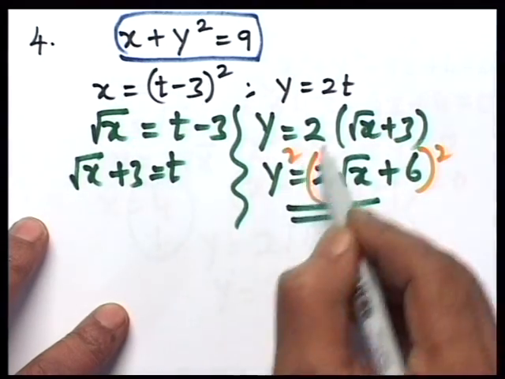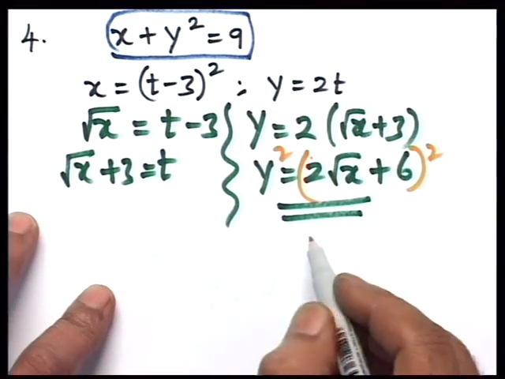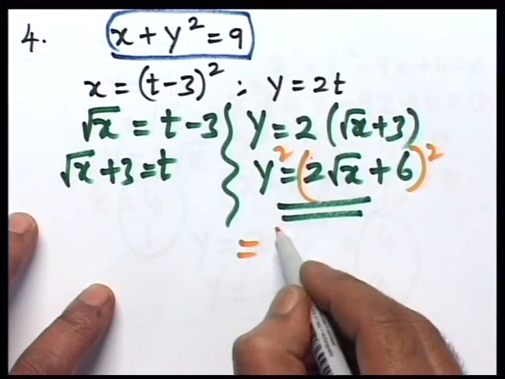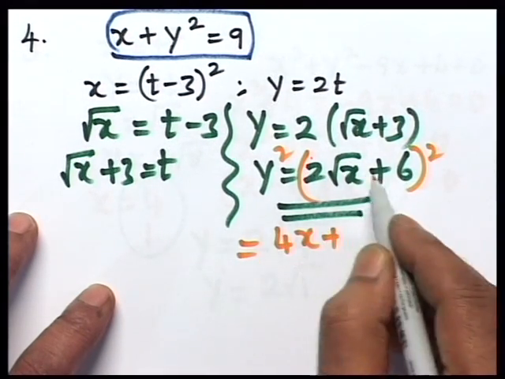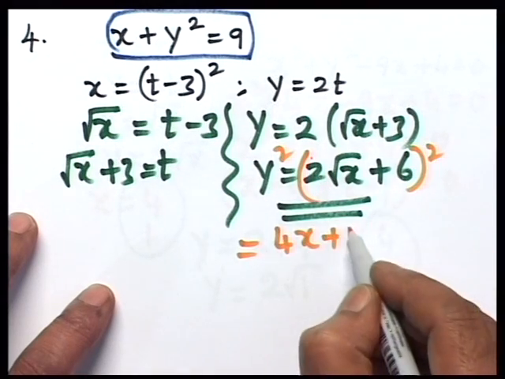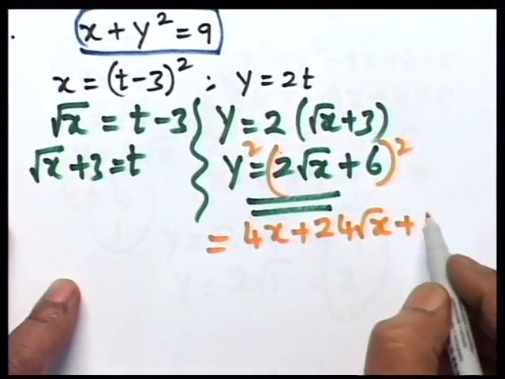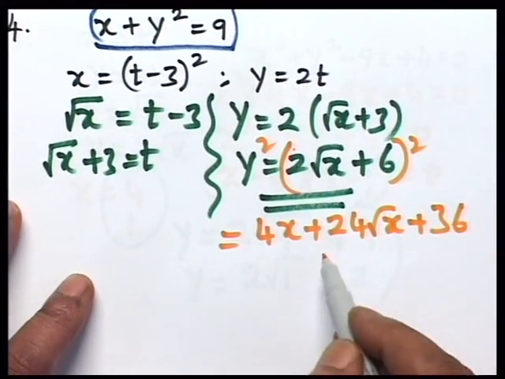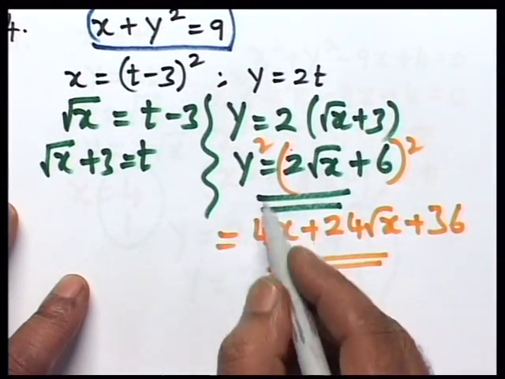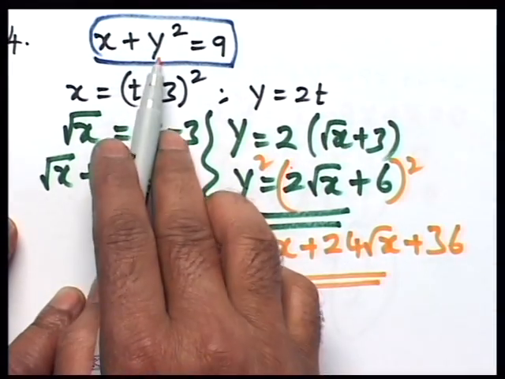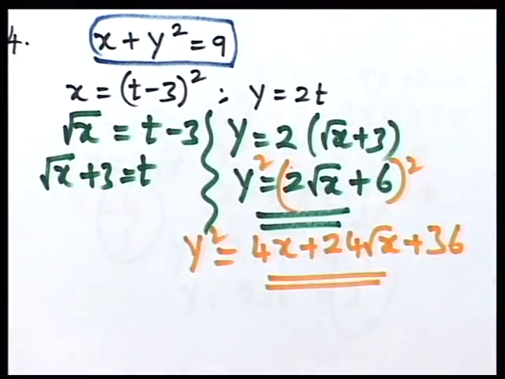First, so we can substitute there. That's (a plus b) whole square, so a square should be 4x, plus 2ab, 2 times 2, 4, 6, 24 root x, and plus 6 square is 36. That's what we have as the value of y square, and substitute that here, and you're supposed to get the answer.